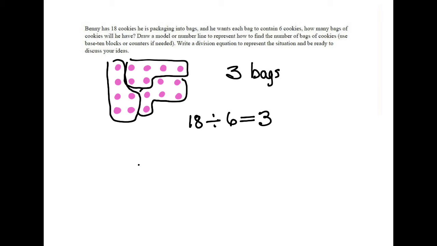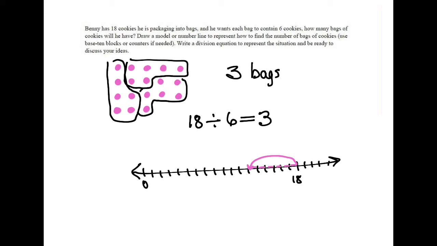If I did it on a number line, just to show you. So 0, and we want 6 cookies in each, so that means we're going to go 1, 2, 3, 4, 5, 6. There's our first. 1, 2, 3, 4, 5, 6. There's the second. So far we've filled 2 bags. 1, 2, 3, 4, 5, 6. There's our third bag. Okay? It's kind of interesting seeing it on a number line, but you may not have ever thought about it that way, huh?